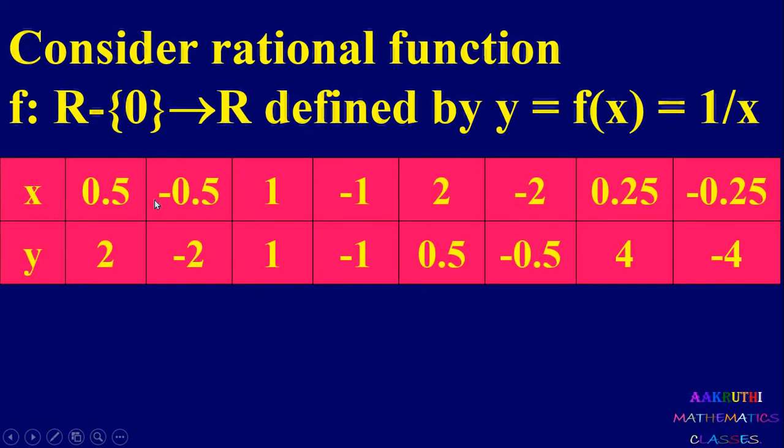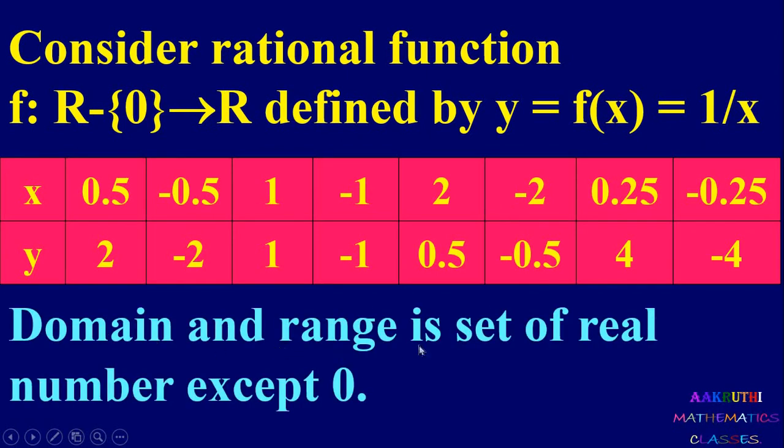When x equal to 0.5, y value is 1 by 0.5, it is 2. When x equal to minus 0.5, y value is 1 by minus 0.5, it is minus 2. When x equal to 1, y value is 1. When x equal to minus 1, y value is minus 1. When x equal to 2, y value is 1 by 2, that is 0.5. When x equal to minus 2, we get y equal to 1 by minus 2, it is minus 0.5. And when x equal to 0.25, y value is 4. And when x equal to minus 0.25, y value is minus 4. These are values of y for different values of x.